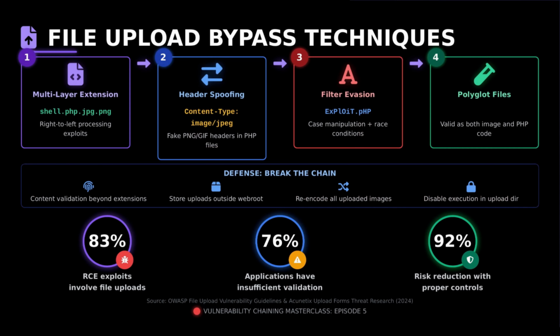And defenses? They are often superficial. You check extensions? I'll add double extensions. You check headers? I'll spoof them. You block lowercase code.php? I'll mix case shell.pHp. And if you filter everything, I'll use polyglot files that are both valid images and code. This is why attackers love upload bugs. They chain beautifully with LFI and logs.